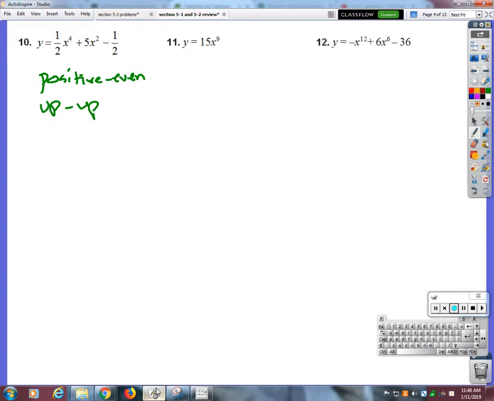Zoe? Zoe? Positive or negative? Okay, is this positive or negative? Is the exponent or the degree, okay? Yeah. Sure, man. What you got?